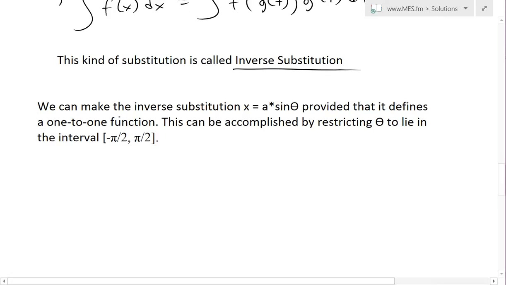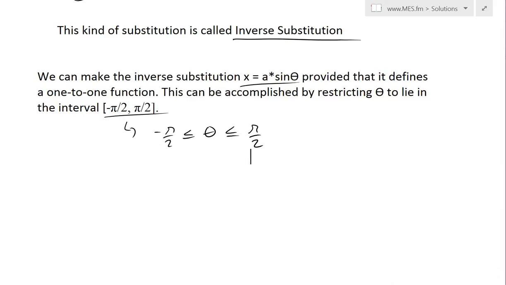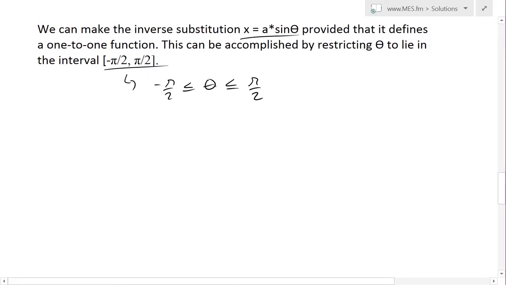This kind of substitution is called inverse substitution. In the case that I went over earlier, we can make the inverse substitution x equals a times sine theta, provided that it's defined as a one-to-one function. This can be accomplished by restricting theta to lie in the closed interval from negative pi over 2 to pi over 2, meaning negative pi over 2 is less than or equal to theta, which is less than or equal to pi over 2. We also have to switch the interval if you're writing some sort of numerical calculation.